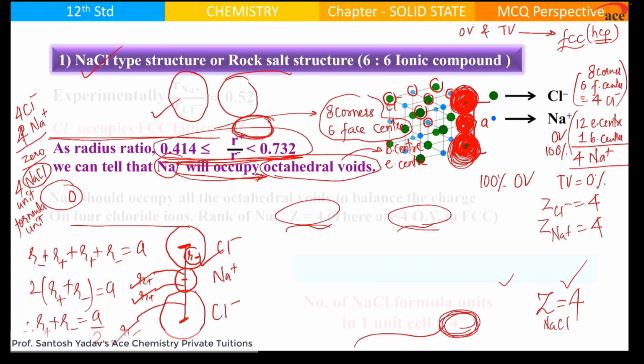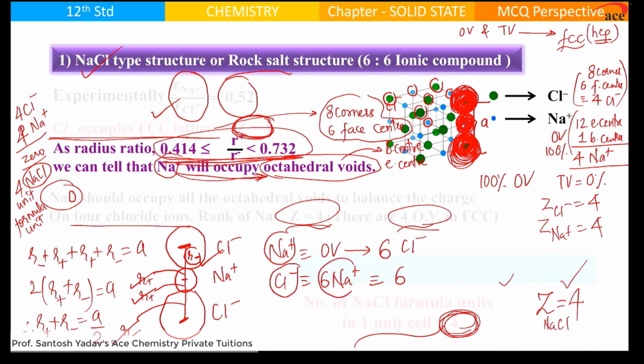Now, one more thing that you should know, Na plus occupies octahedral void. Anyone who occupies octahedral void has coordination number of 6, and Cl minus, if you calculate, will also be surrounded by 6 Na plus. So, coordination number of Cl minus is also 6. Na plus surrounded by 6 Cl minus, Cl minus surrounded by 6 Na plus. So, coordination number of Na plus is 6, coordination number of Cl minus is 6. Therefore, NaCl is called a 6:6 ionic solid.